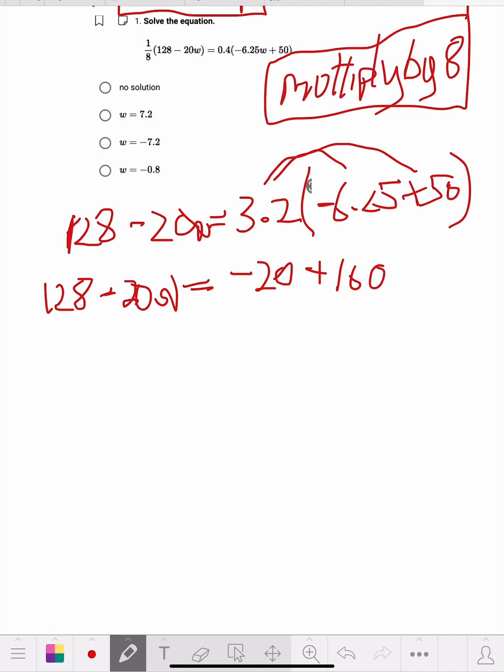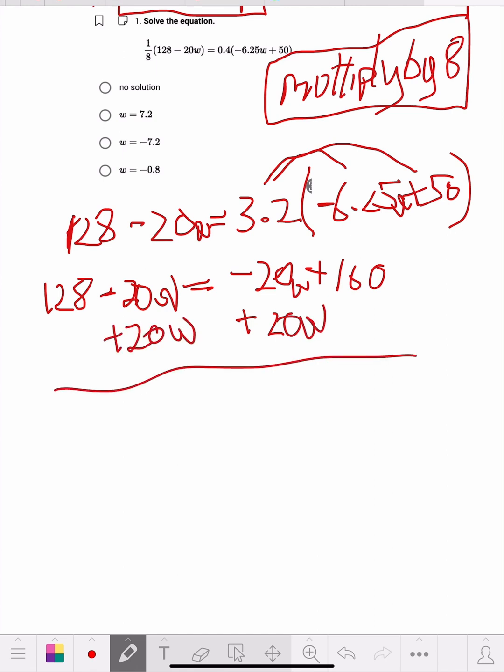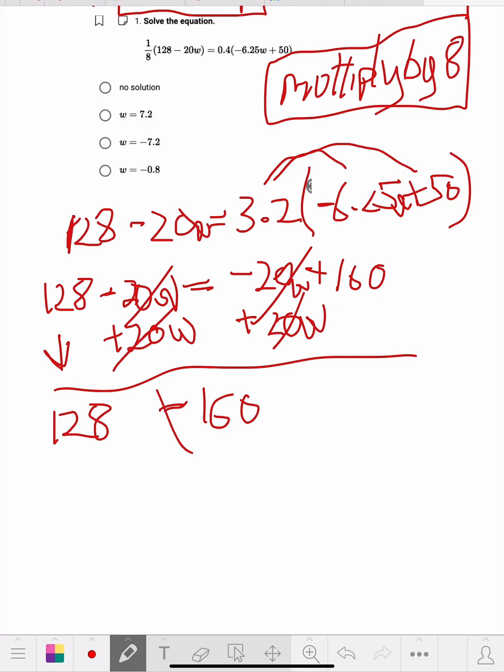Now, hey, let's combine like terms. I can't forget to put these w's on. So, now, what do we got here? Let's see. If we add 20w to both sides, let's see what this does. We bring down the 128. These cross each other out. These cross each other out. Equals 160? No, it doesn't. That doesn't equal 160. So this tells me there's no solution.